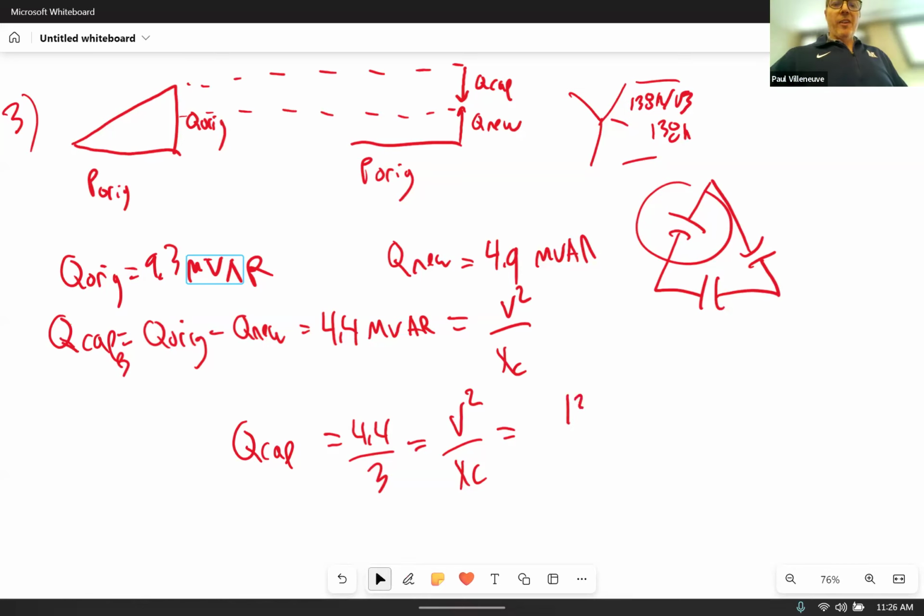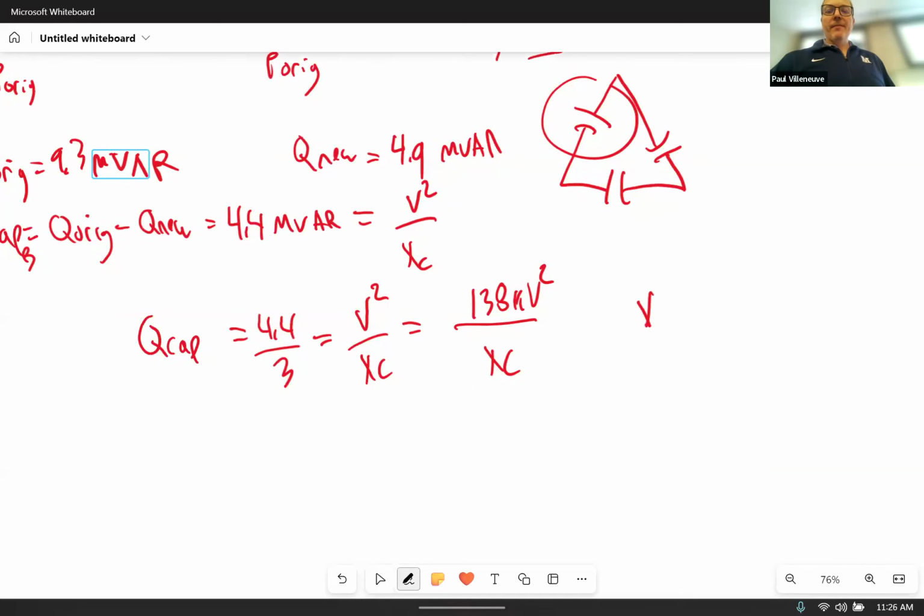So this is 138 kV squared. Solve for X sub C. Once you've got X sub C, solve for C. My value of C was right around 29 microfarads.